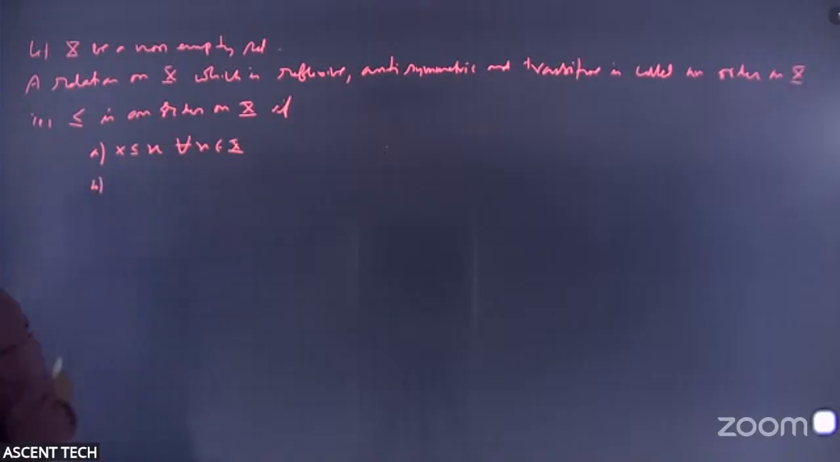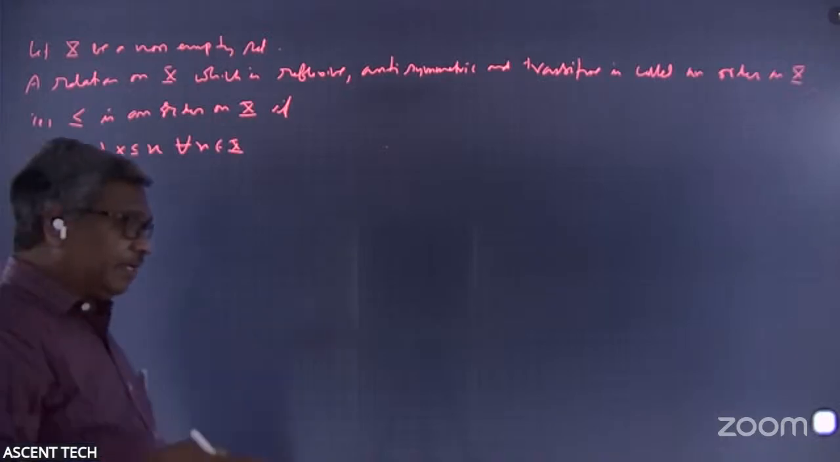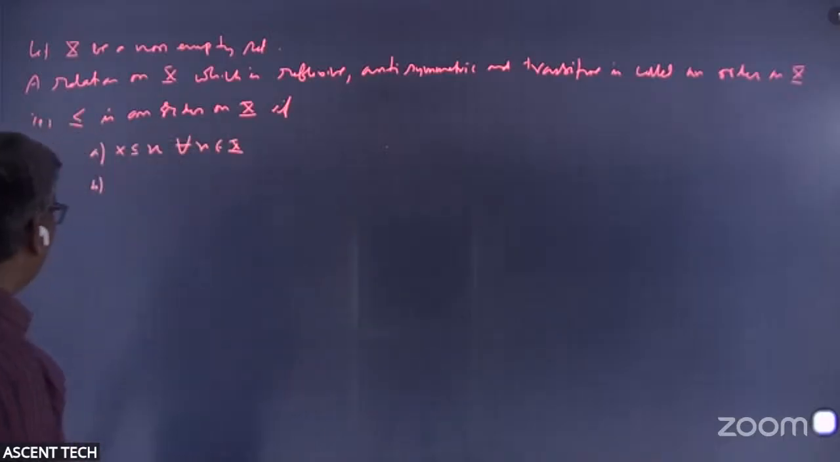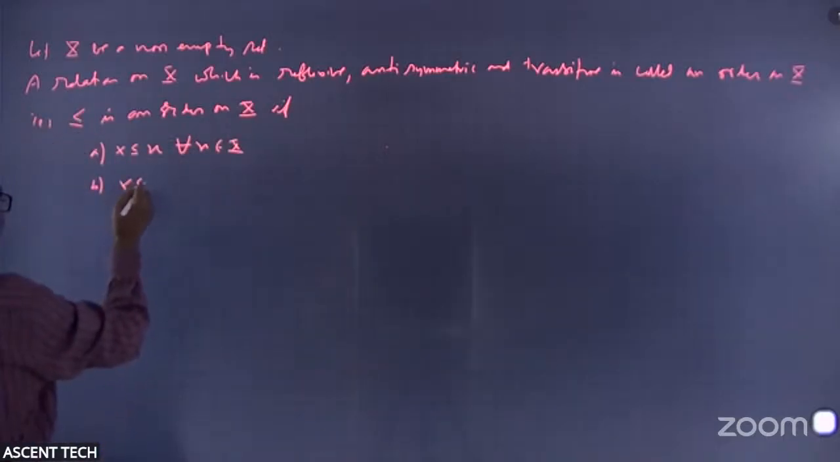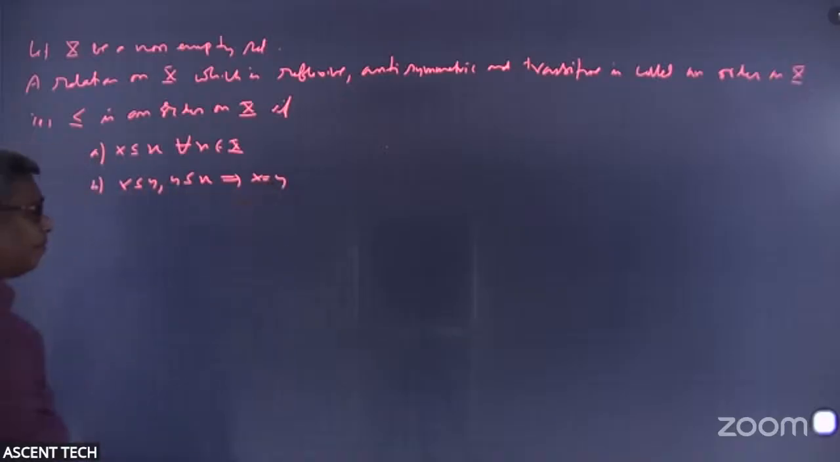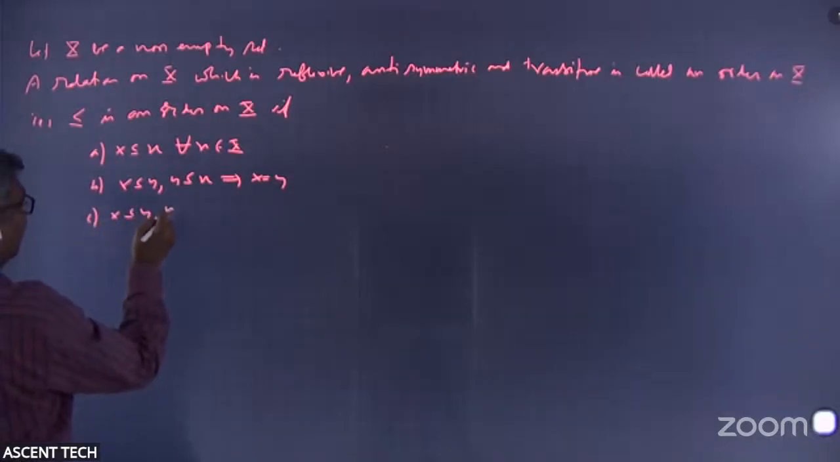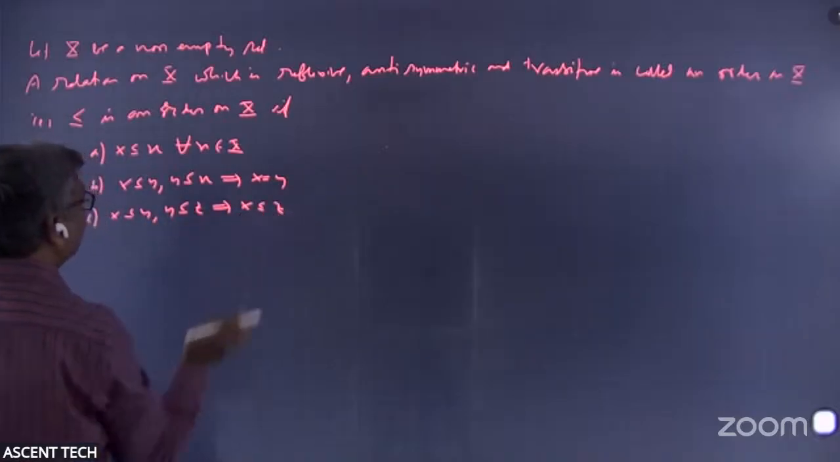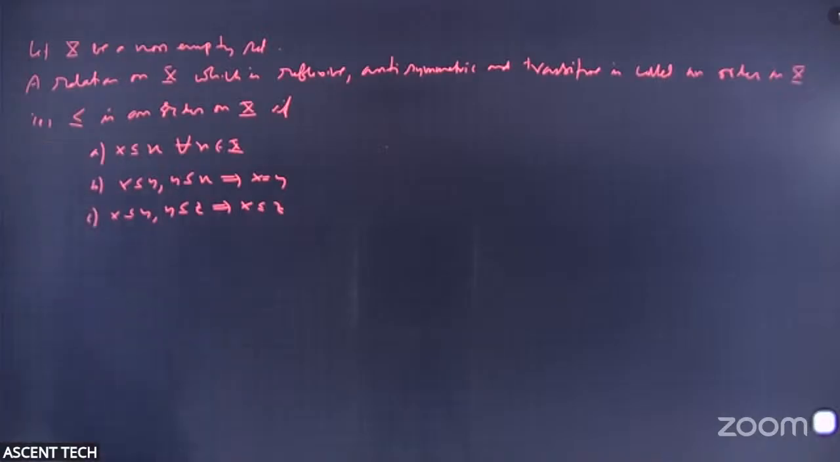Two, anti-symmetric, which is, if I take x and y in X, if x is less than or equal to y and y is less than or equal to x, then x equals y. Three, transitive: x less than or equal to y, y less than or equal to z implies x less than or equal to z. If these three properties are satisfied, I call that an order. And X together with this order is called a poset.